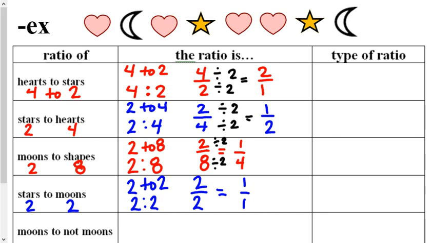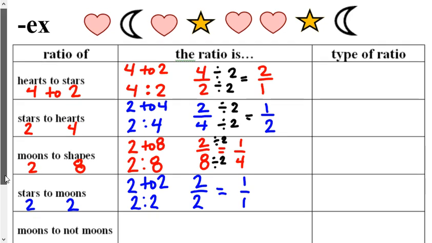So even if I made this group much bigger, but I wanted to keep the ratio of stars and moons the same, then if there were 37 stars in the group, there would have to be 37 moons. If there were 12 stars, there would have to be 12 moons. If there were 52 moons, there would have to be 52 stars. There's a 1-to-1 ratio, meaning there's the same number of each of them. All right, our last one, moons to not moons.